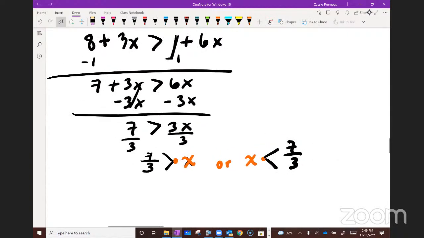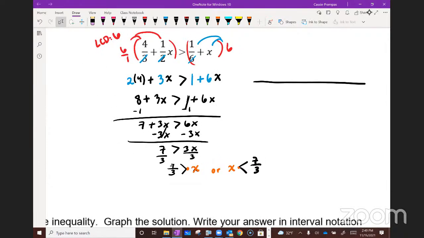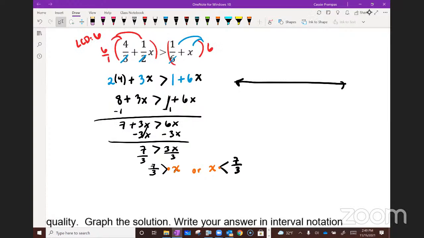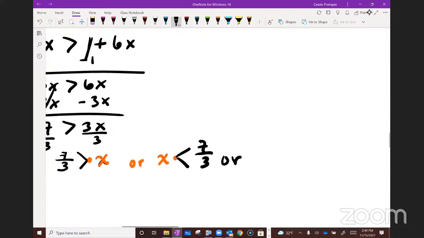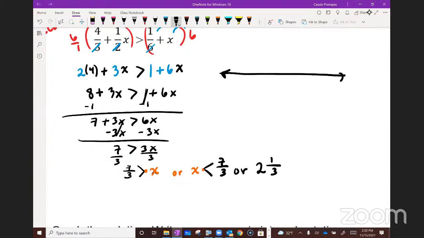Now the question is, how do we graph this on a number line? 7 divided by 3. You could look at that as a decimal, or do you guys remember how to change it to a mixed number? How many times does 3 go into 7 evenly? 2. 2 times 3 is 6. So how many remainders do we have? 1. So it's 2 1/3. It's going to be easier to change it to a mixed number so that you can graph it well.